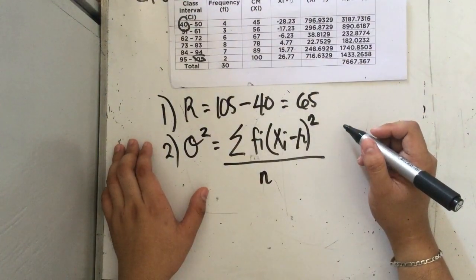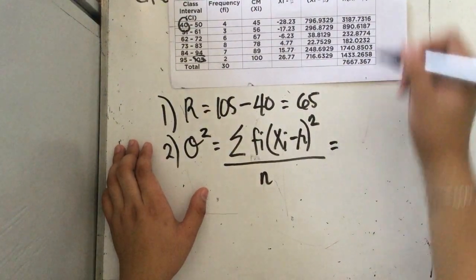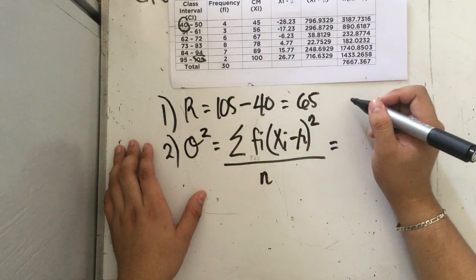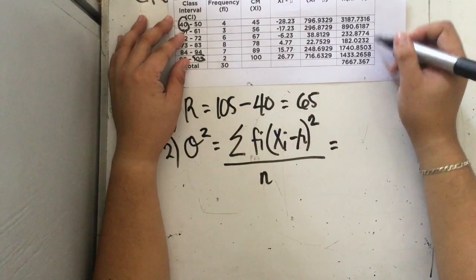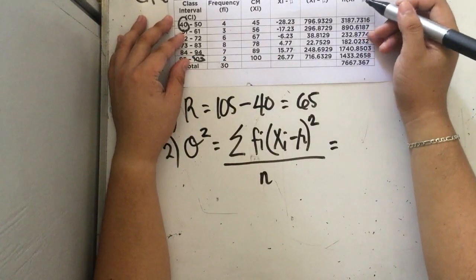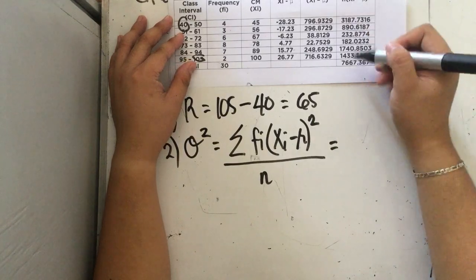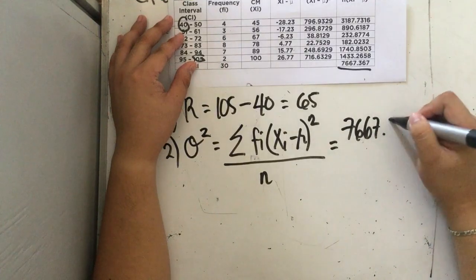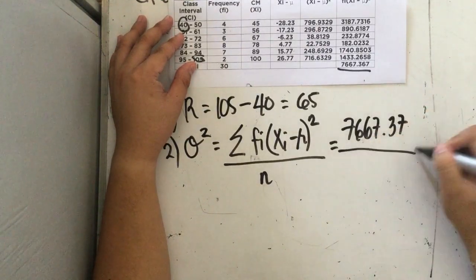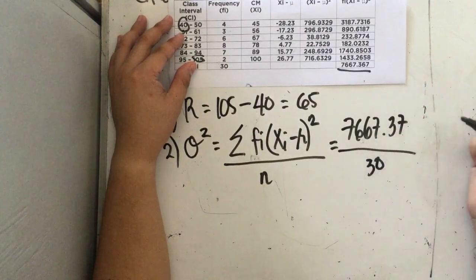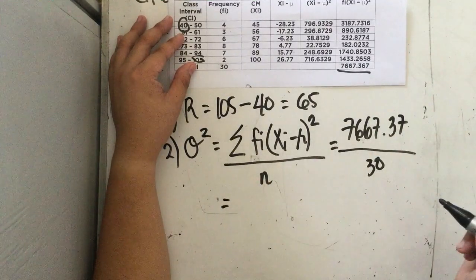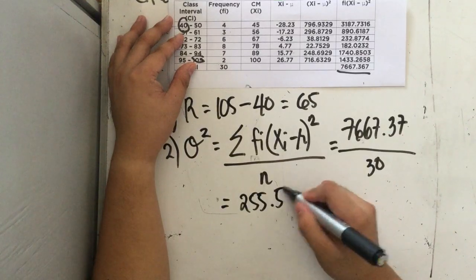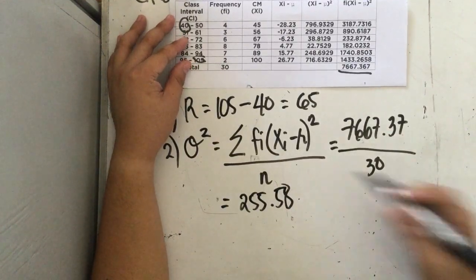Okay, or our f of i. So actually, kaya kinuha natin yan kasi gagamitin natin in our variance. Okay, so the summation of our f of i times x sub i minus mean squared is actually 7,667.37 over our n, which is 30. So then it is equal to 255.58. So that is our variance.